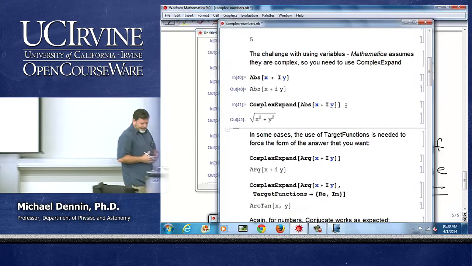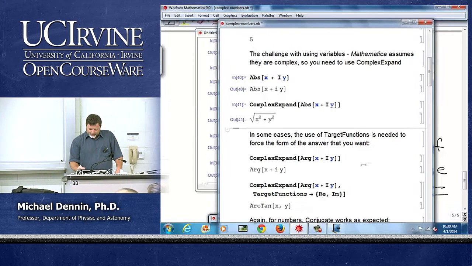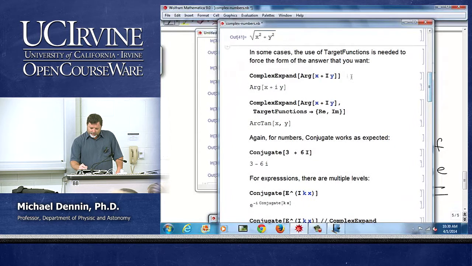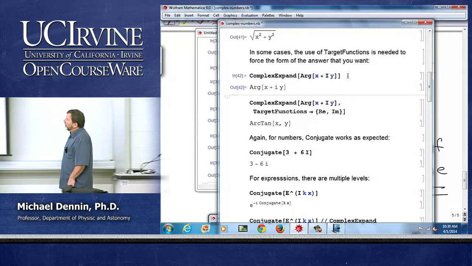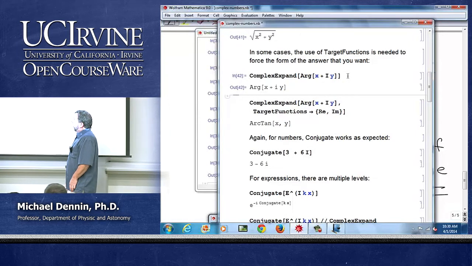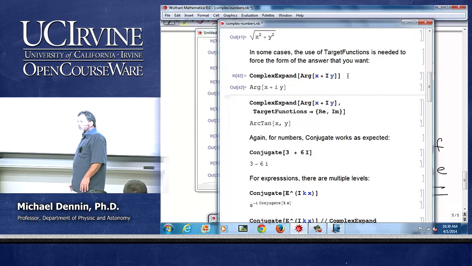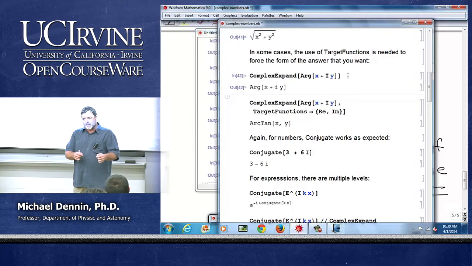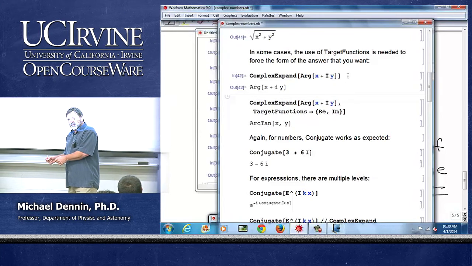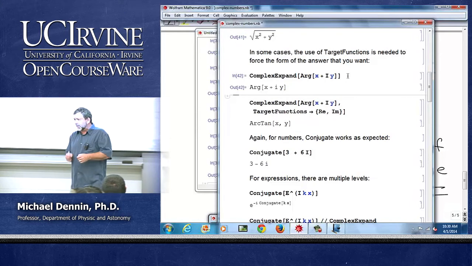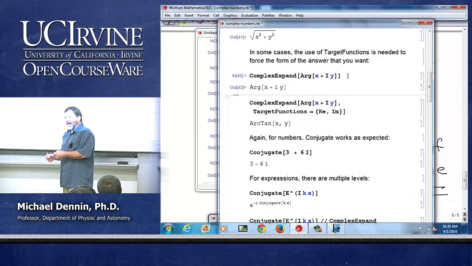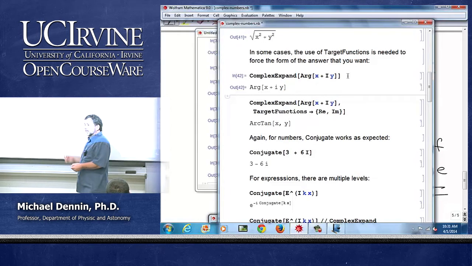So what's one of the things that happens with complex expand? Let's suppose I want the argument. Notice it's just telling me that the argument is just the argument. And I just told you complex expand is going to treat them as both real. Why did it get upset? Well, it didn't really know whether I wanted the argument in terms of the argument and the absolute value, or whether I wanted the argument in terms of the real and the imaginary part. It has two choices. And that's where this idea of target functions come in.